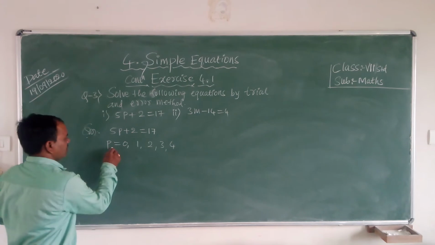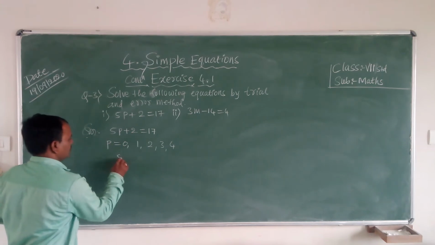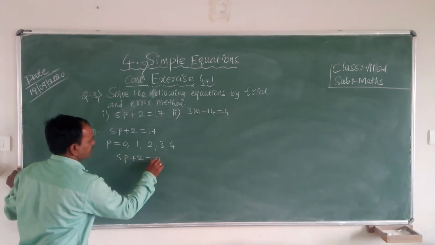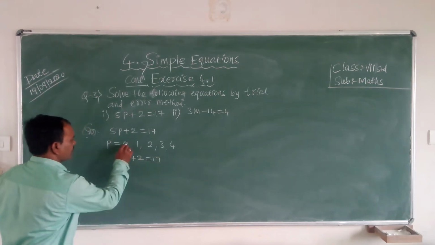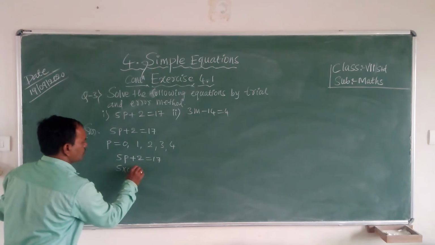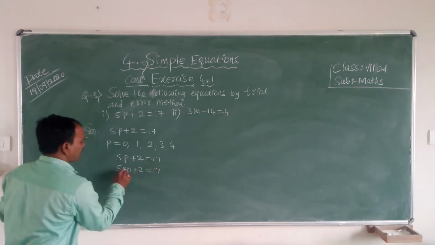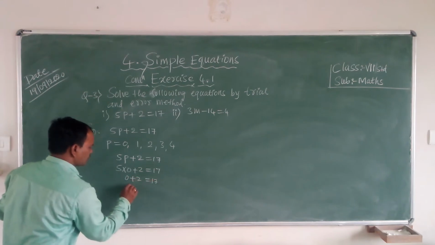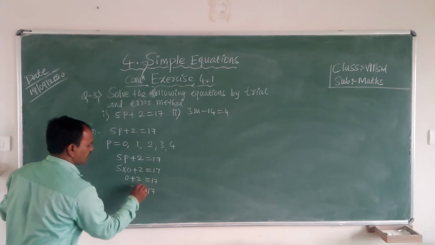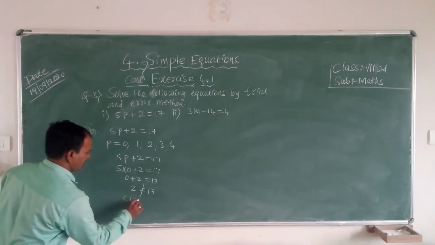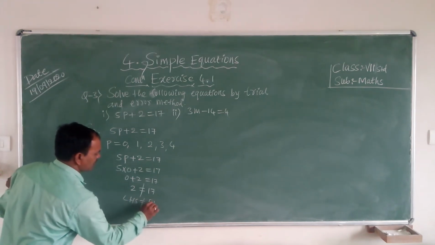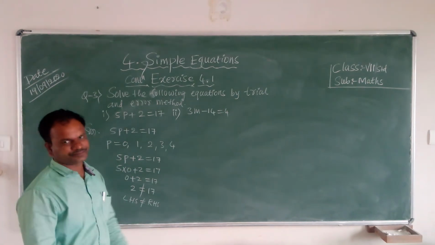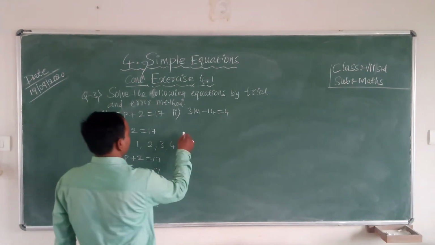So first, p is equal to 0, I have to substitute. 5p plus 2 is equal to 17. So 5 into p value 0, plus 2 is equal to 17. 5 zeros are 0, plus 2 is equal to 17. So 0 plus 2, 2 is equal to 17? Both are not equal. So LHS is not equal to RHS, my dear students. This is not a solution of the equation. Okay? Now next one.